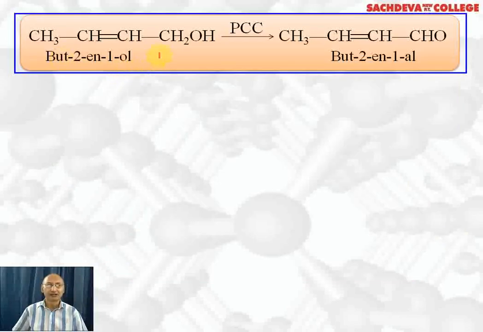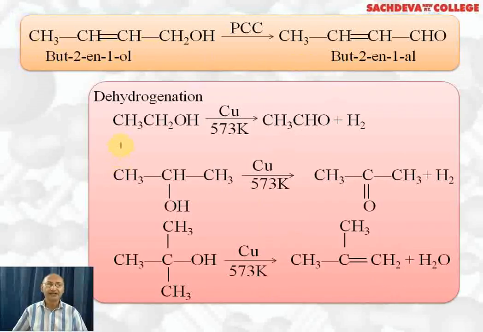But-2-en-1-ol has a double bond and an alcoholic group. We want to oxidize only the primary alcoholic group to aldehyde and don't want to touch the double bond. We use PCC, pyridinium chlorochromate. PCC is a mild oxidizing agent which can convert alcohol to aldehyde but will not affect the double bond. So but-2-en-1-ol can be changed to but-2-en-1-al. The common name of this compound is crotonyl alcohol and it is changing to crotonaldehyde.